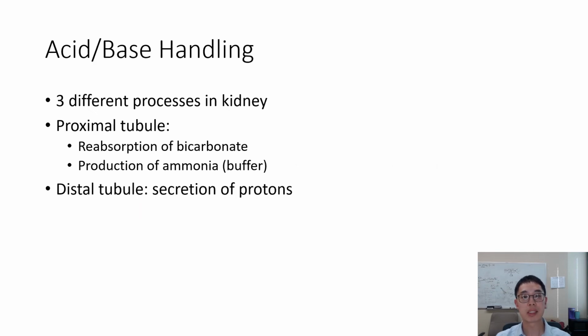There are three different processes in the kidney that allow our body to ensure that acid-base balance is achieved. First, recall that the serum is freely filtered through the glomerulus, so all the bicarb that is contained in the serum is also filtered into the urine. Over 80% of that bicarbonate is then reabsorbed in the proximal tubule, while the remainder is reabsorbed in the latter parts of the nephron. In the proximal tubule, another buffer called ammonia is produced, which is responsible for allowing the last process to occur, which is the secretion of protons in the distal tubule. We'll go over how this happens more in depth in the next few slides.